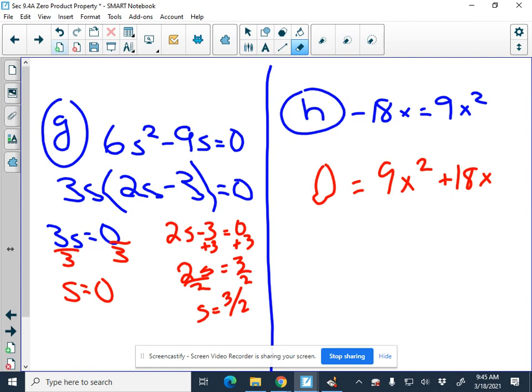I understood, oh, I added the 18x. And that's what I'm saying. I don't need to see that. I would understand what you did. But now, I want to know, what are we bringing out? What number can go in both 9 and 18?